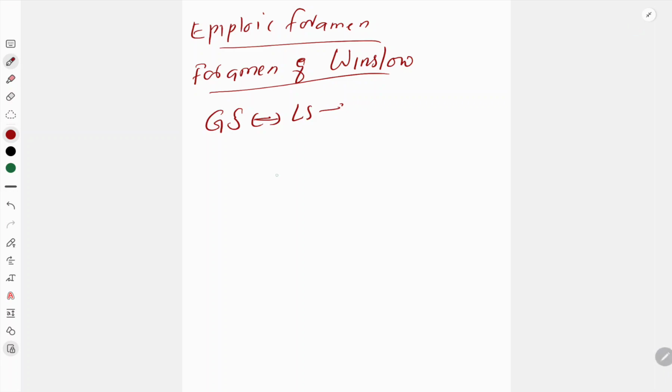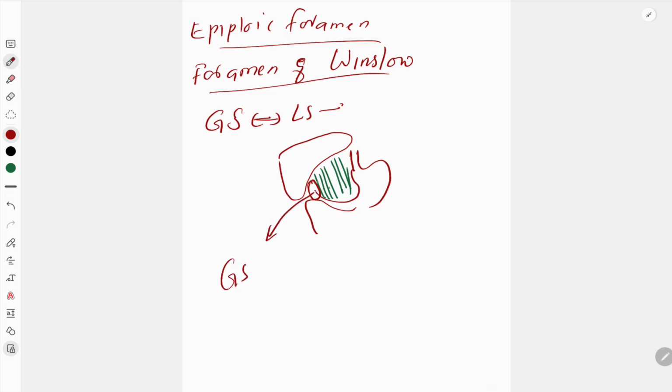I'm drawing here. Let's draw a rough diagram. So here we have the liver. Here we have the stomach, like this, and here we have the lesser omentum. The space here, this area, is known as the epiploic foramen. The epiploic foramen communicates with the greater sac here, and the area behind the stomach and the liver is the lesser sac.